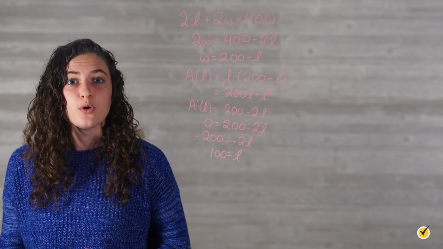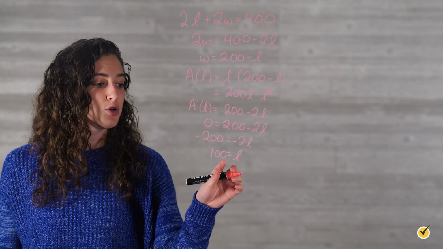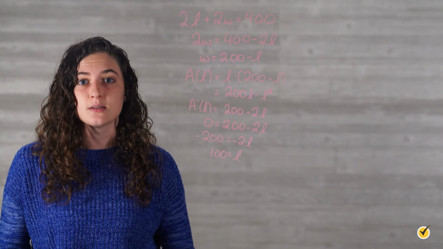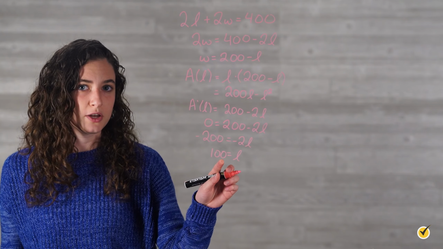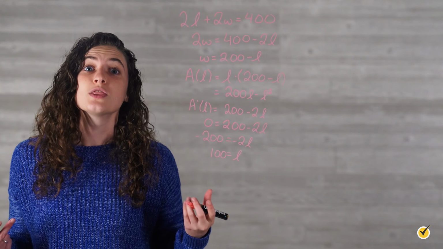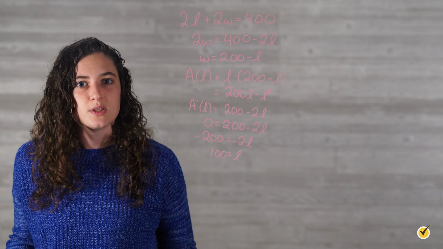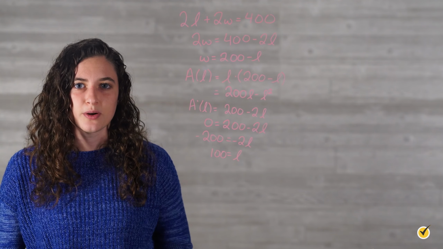There's a critical point when the length of the field is equal to 100 meters, which indicates that the area of the field is maximized when the length equals 100 meters, and consequently when the width equals 100 meters as well. The area of the field with these dimensions is 10,000 square meters. Let's work through another example.